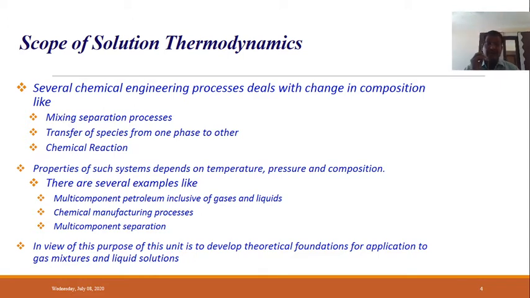There are several examples, practically a multi-component petroleum feedstock, inclusive of gases and liquids, and if you want to separate that, no doubt you will find there is a change in composition. Then chemical manufacturing processes where chemical reactions are taking place; different processes you can consider will deal with reaction and separation, so that you will get the final pure product at the end, and multi-component separation. So these are the different examples that we have in chemical engineering.